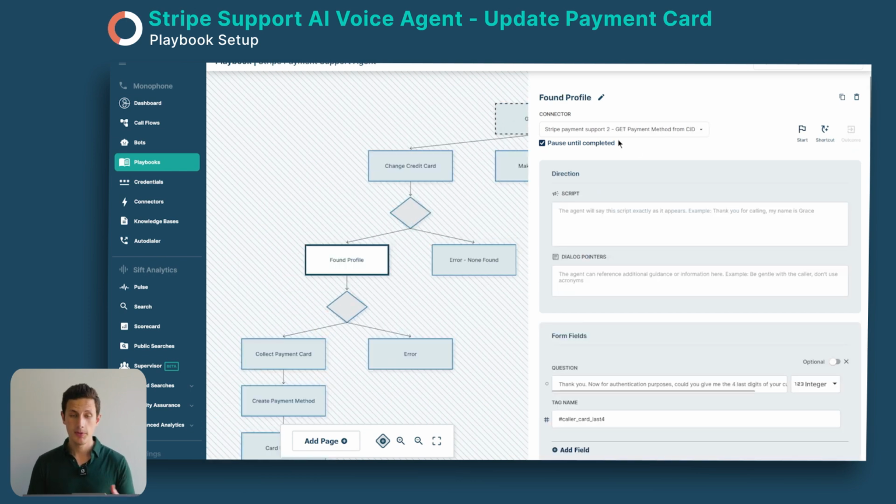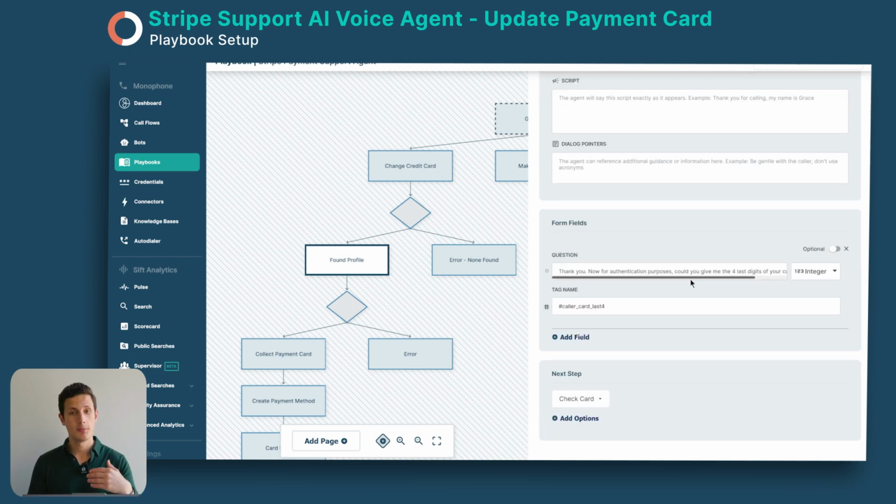And when it's found the profile, it will run another connector or an API call to Stripe, getting the payment method. And here we are then checking an extra step of authentication. We're checking, okay, what's the last 4 digits of your current payment method? And we're saving this in this tag.